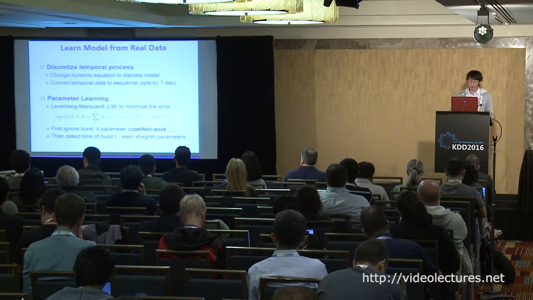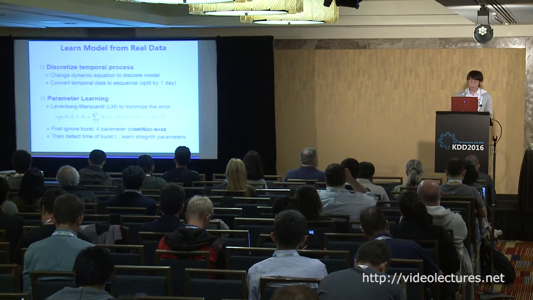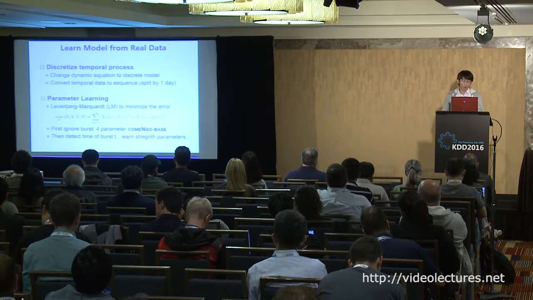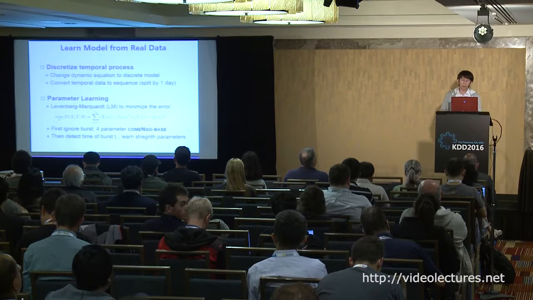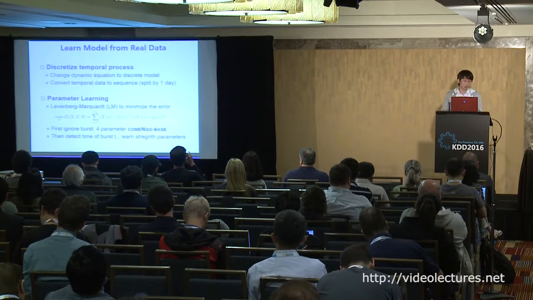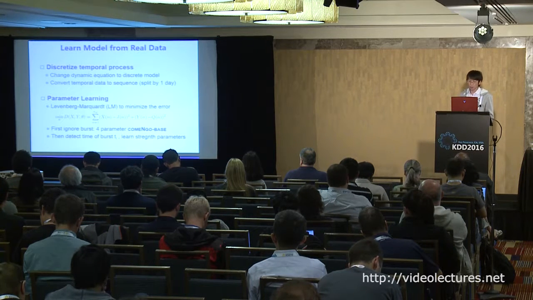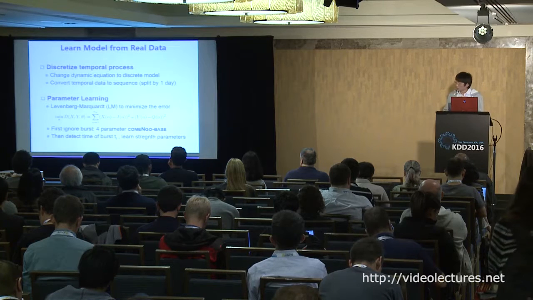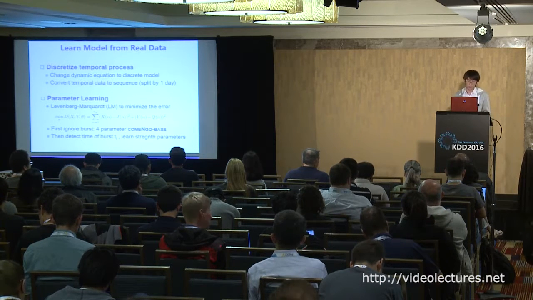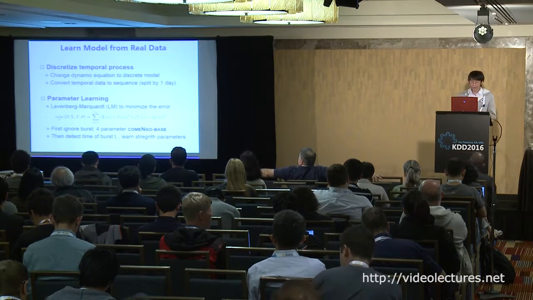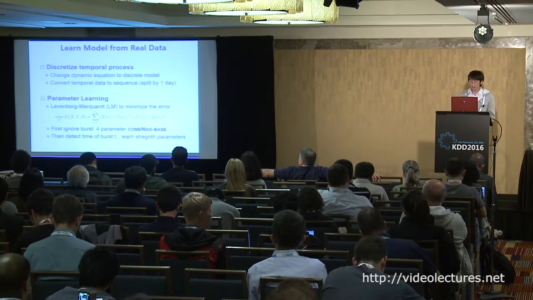So to learn the model from real data, we need to first discretize the temporal process. Our model can work in continuous time, but if we want to learn the parameters, I think it's a little too complex to use the continuous time model. So we can change the dynamic equation to discrete time and convert the temporal data to a temporal sequence. And then we can use the LM method to minimize the error to train the 6 parameters of our model. First, we can just ignore the burst growth. So we first train the 4 parameters and get our come-and-go based model. And then we can detect when there is a burst and learn the strength parameters later.